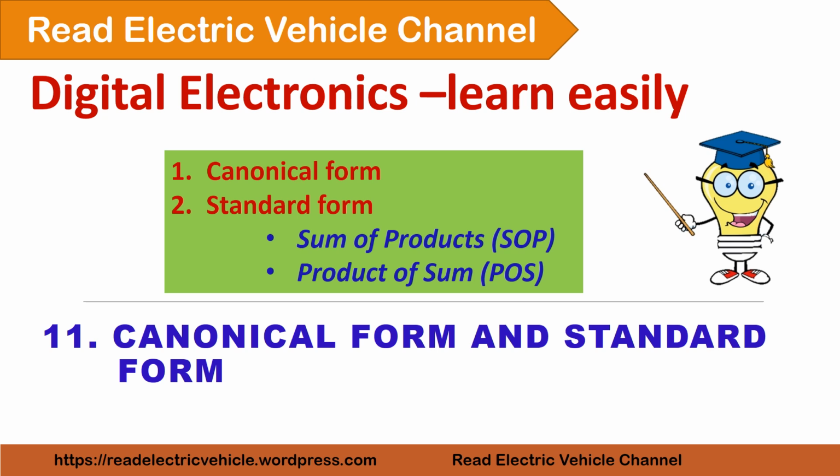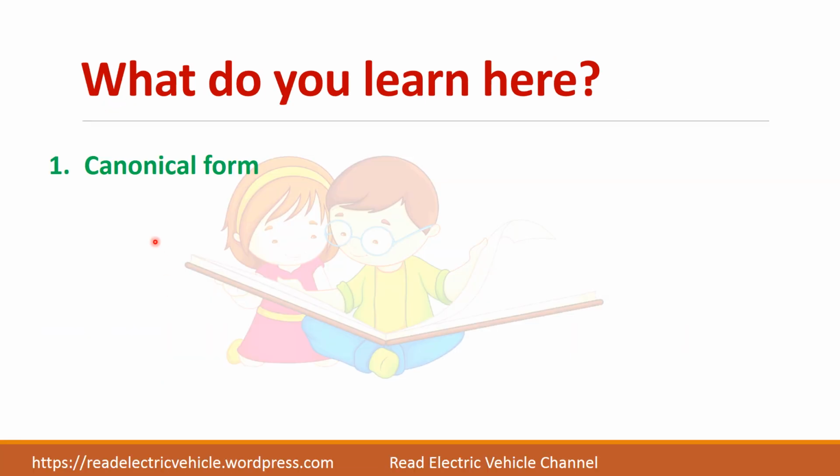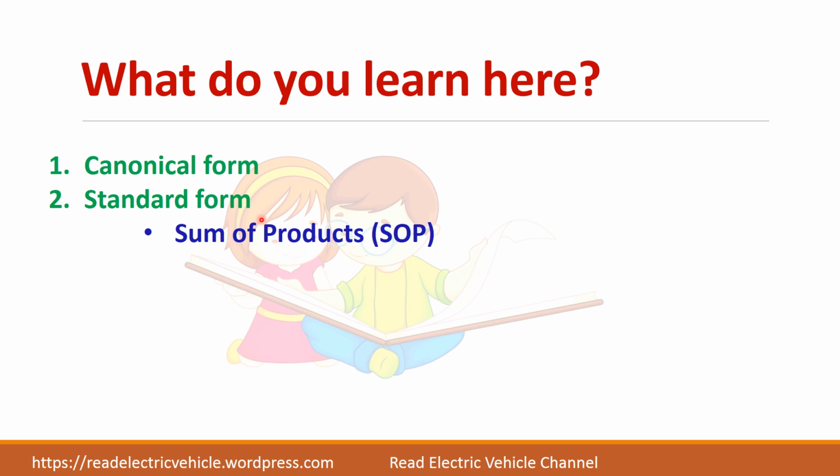In this video, let us see about the canonical form and standard form. A Boolean expression can be expressed in terms of canonical form or standard form. In standard form, there are two types: sum of products and product of sum. All these topics will be covered in this video.